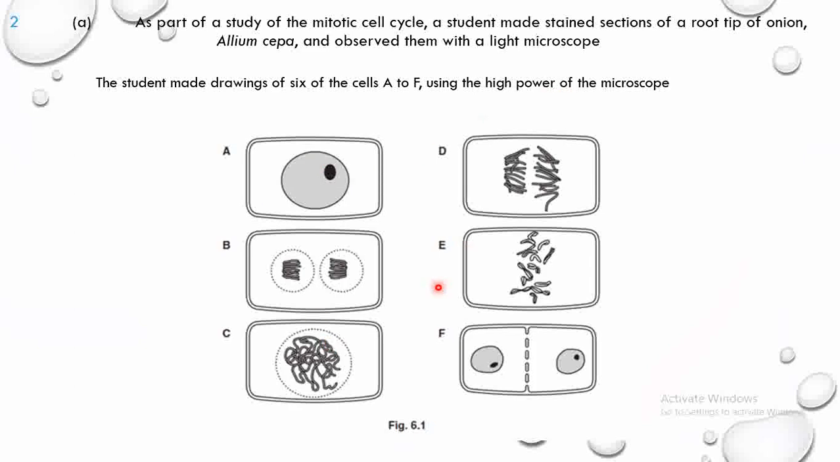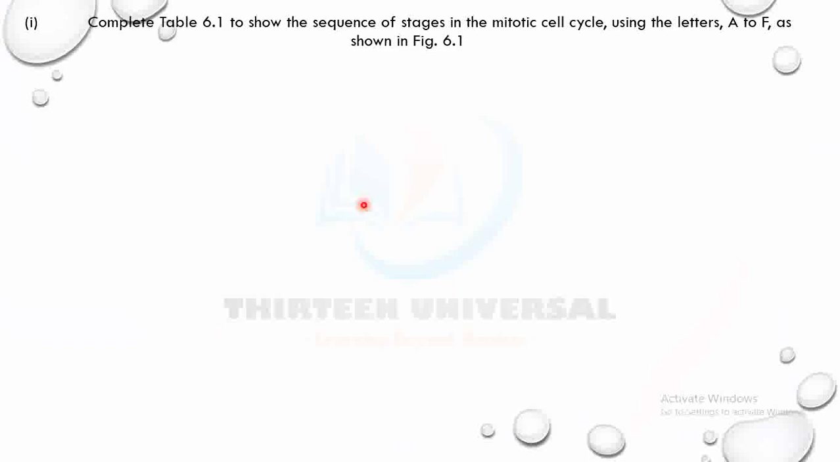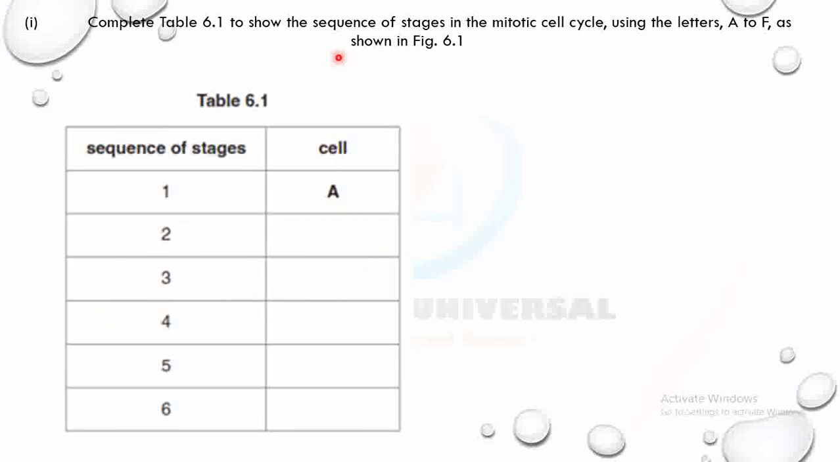Okay, what stage are they in? Try it. Alright, it says complete table 6.1 to show the sequence of stages in the mitotic cell cycle using letters A to F as shown in Fig 6.1. So this is Fig 6.1. All right, what is the sequence?